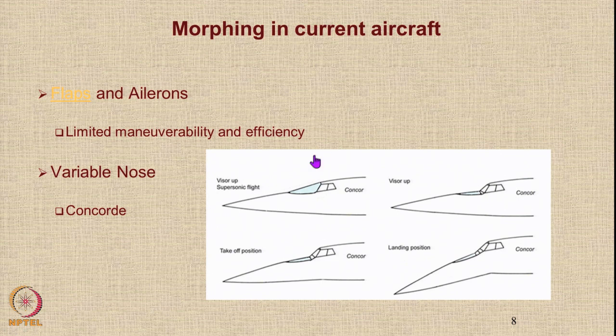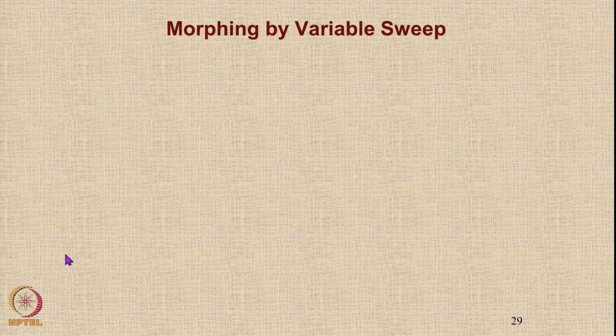Okay. So, we saw that there is something called a visor, which can also be retracted and extended. It covers the windshield, and there are some situations in which the visor is retracted, in some it is extended. We all know also about variable sweep wings. This is not something new.